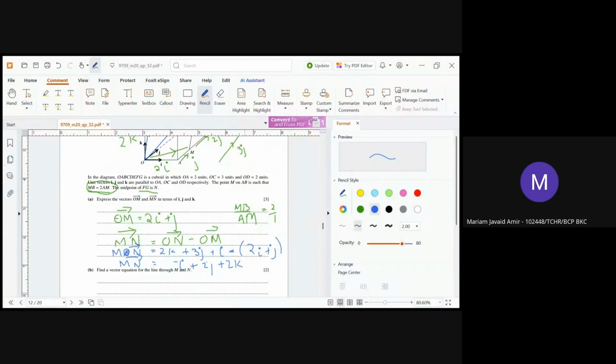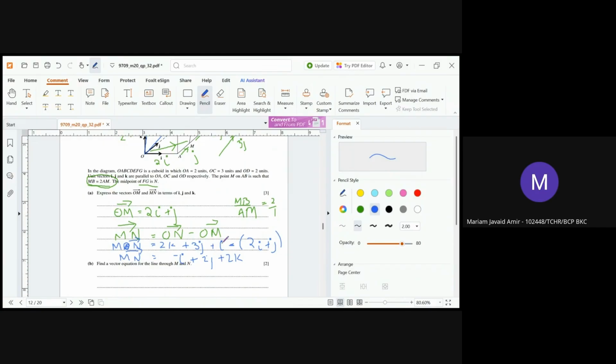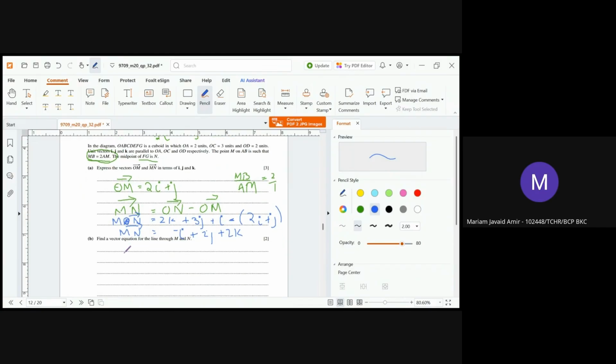Okay. Next is part B. Find a vector equation for the line passing through MN. Okay, that means we're going to write R equals A plus lambda (B minus A), where A is one of these position vectors. Either take the position vector of M or the position vector of N. I'm taking M. So R equals OM plus lambda.